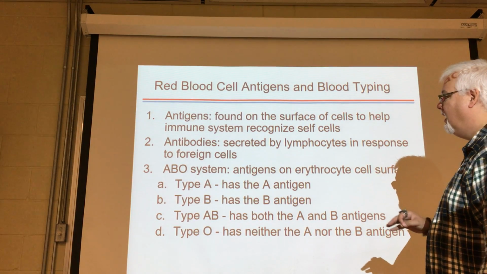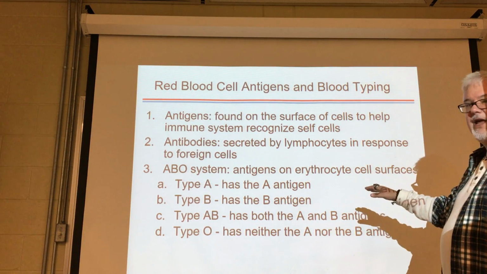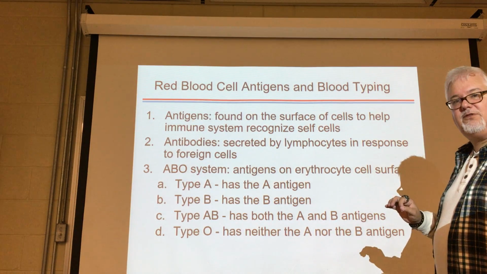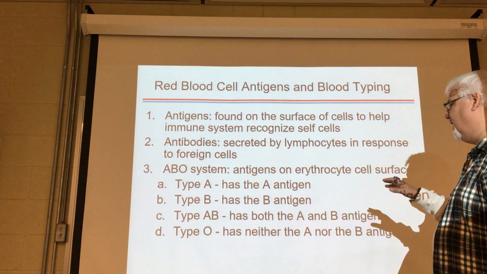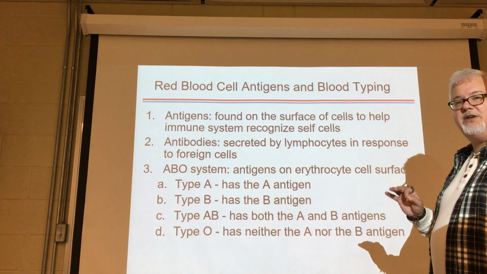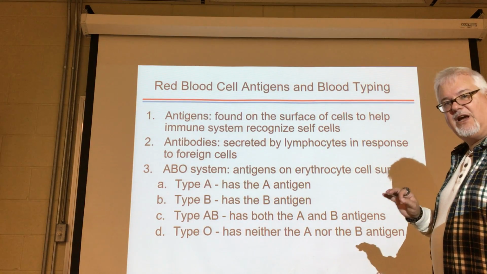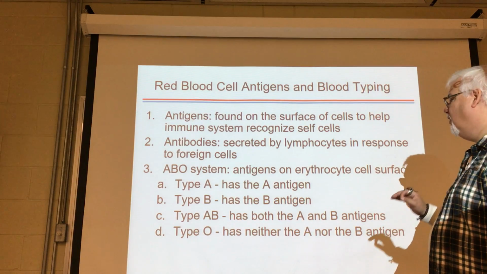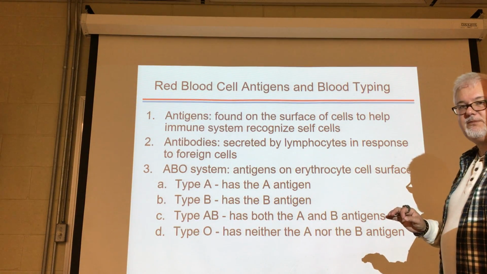So, blood type A is decorated on the surface of the red blood cells with the A antigen. Blood type B is decorated on the surface of the cells with the B antigen.